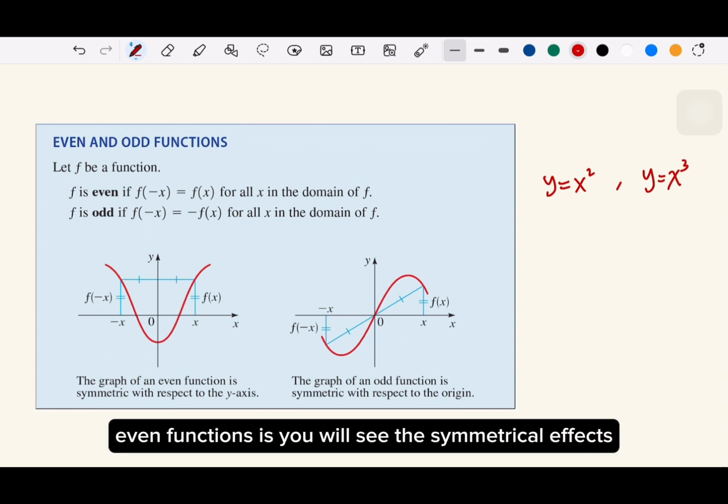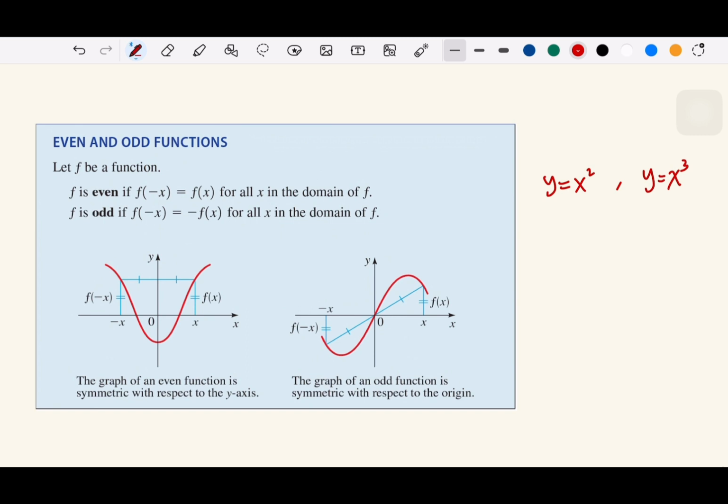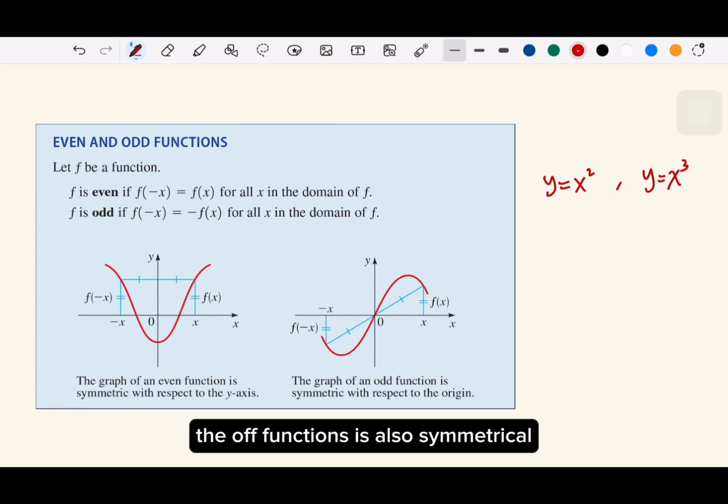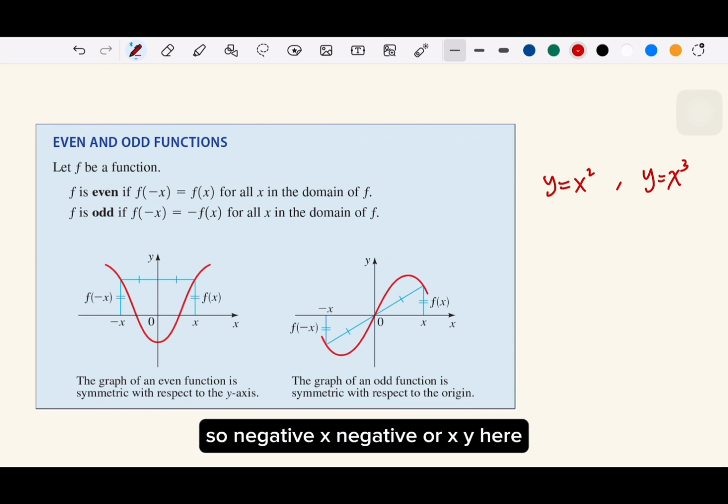For even functions, you will see the symmetry like this. This is symmetric to the y-axis. The odd functions are also symmetrical, but symmetrical to the origin. So how exactly is it symmetrical to the origin? I think I explained this early in class today. You could reflect through y and then reflect through x. So negative x, or x, y here, negative x, negative y here.